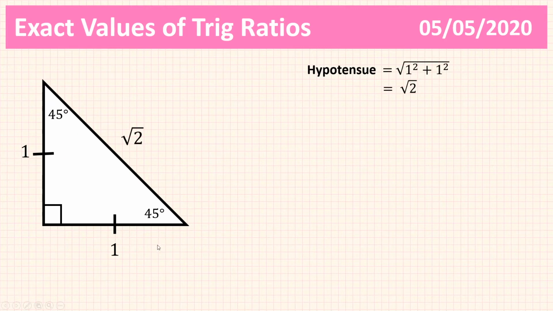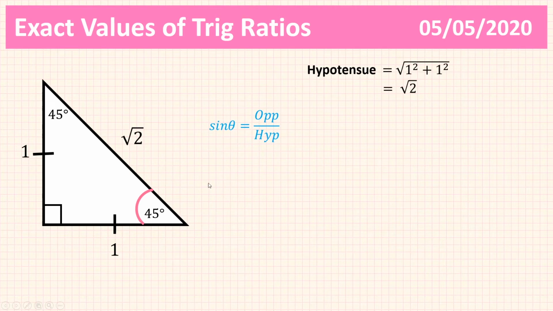Now we know all of the lengths of this triangle, and we're going to work out some trig ratios from it. We'll start off with sine. We know sine is the opposite divided by the hypotenuse, and we're going to label it with regards to this bottom 45-degree angle. It doesn't matter which angle we use. I just chose this one. We could have used the top one as well.